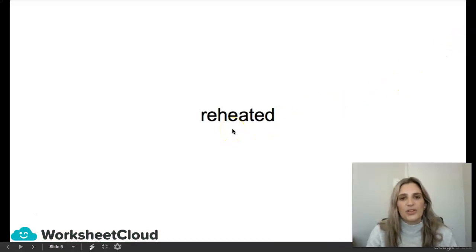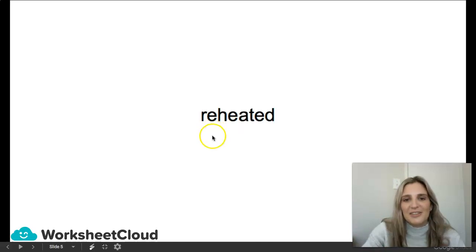Let's look at the word reheated. Now, grade 8s, can you identify the root word? Okay, don't all of you shout out at once at me. Just raise your hand. Yes, you? Heat is the root word. So well done.